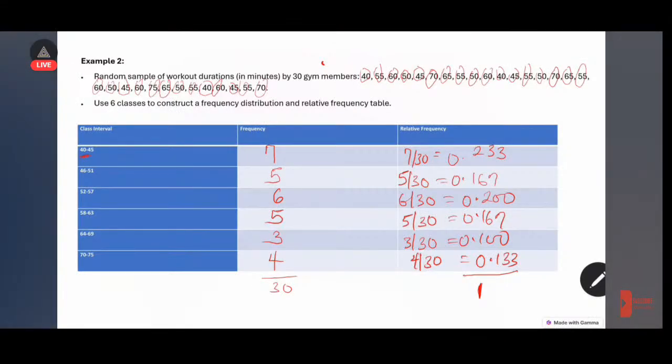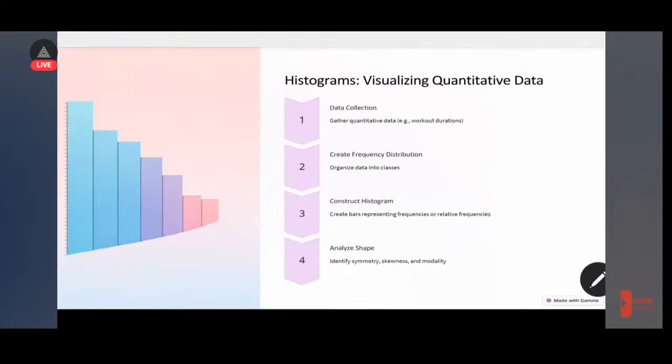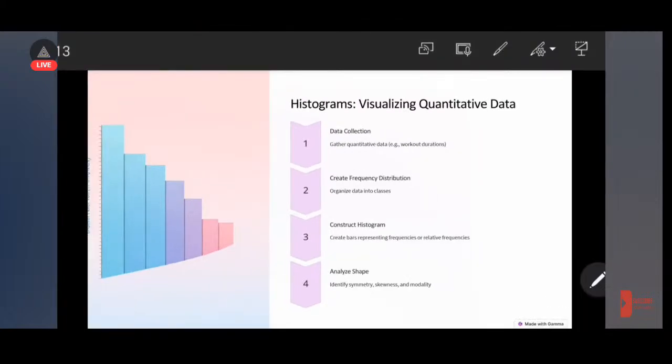So this is for grouped data. And here we talk about the histogram for visualizing quantitative data. Just the same approach. The first thing we have to do is to get the data collection. Your data can be on anything. It can be on workout duration, or anything.